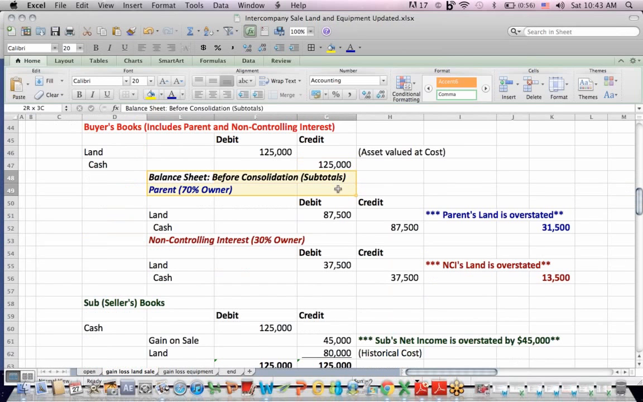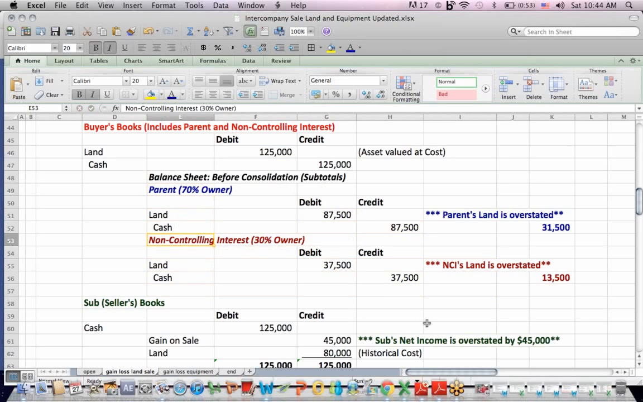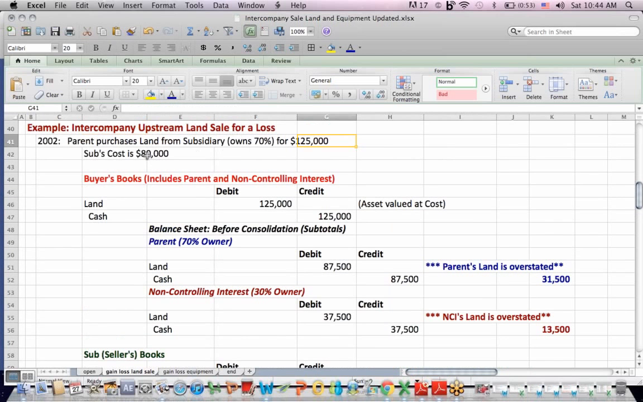So, on the balance sheet before consolidation, if I made some subtotals, I need to break out 70% of the transaction to the parent and 30% of the transaction to the non-controlling interest. So I simply divide, and I take 70% of 125,000, and I take 30% of 125,000, and so I divide up the debit to the land, and I divide up the credit to cash between the parent and the non-controlling interest. And what I say over here is that both the parent's land account and the non-controlling interest land account is overstated by the difference between the price they paid, $125,000, and the cost of the subsidiary of $80,000.